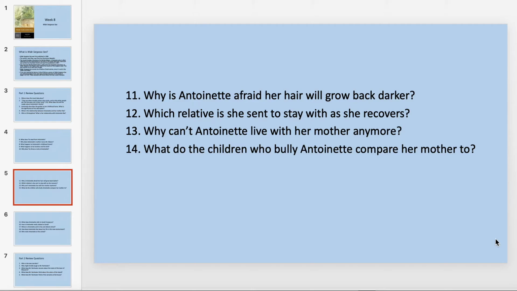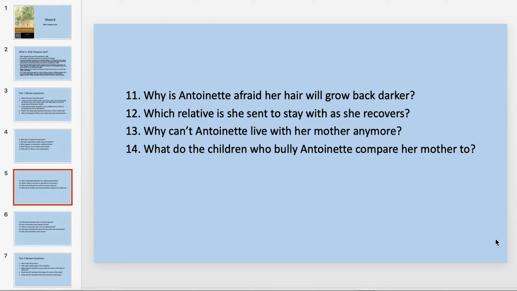She's kind of picking up on it. She wouldn't know what to call it. But she's afraid that when her hair grows back after the fire, if it's darker, she will be treated differently. So she's starting to pick up on these things. Going on to 12 here, which relative is she sent to stay with as she recovers? So she's sent to live with her aunt, and then she's going to be sent to a convent school.